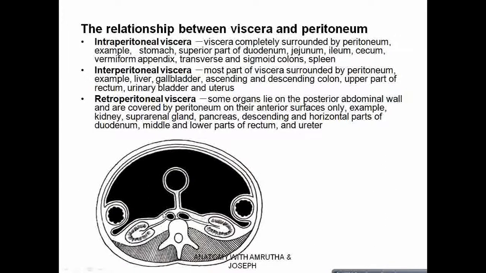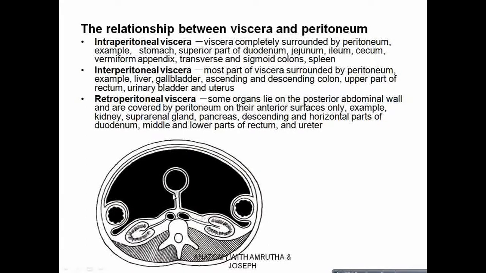This is the parietal peritoneum, which is covering the posterior abdominal wall. This is the visceral peritoneum covering the organ. Now I said that the organs are invaginating into the peritoneum from behind, from posteriorly. When it does so, we can see that some of the organs will go very deep into the peritoneum like this.